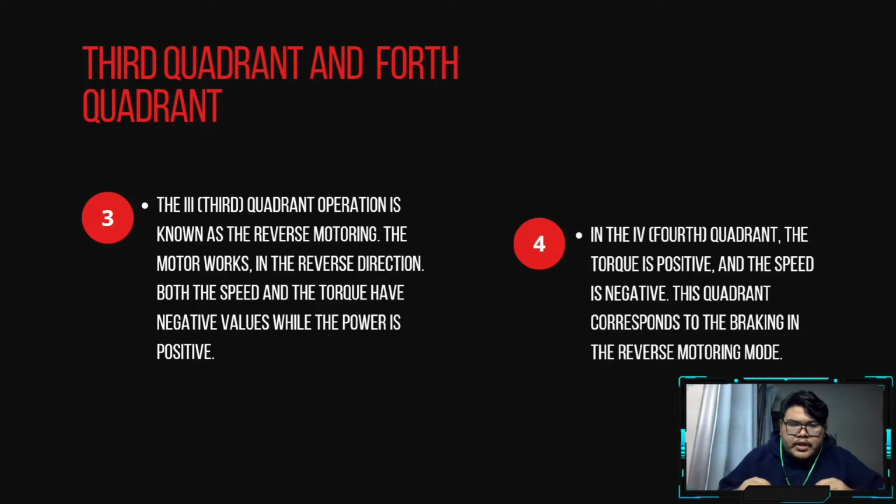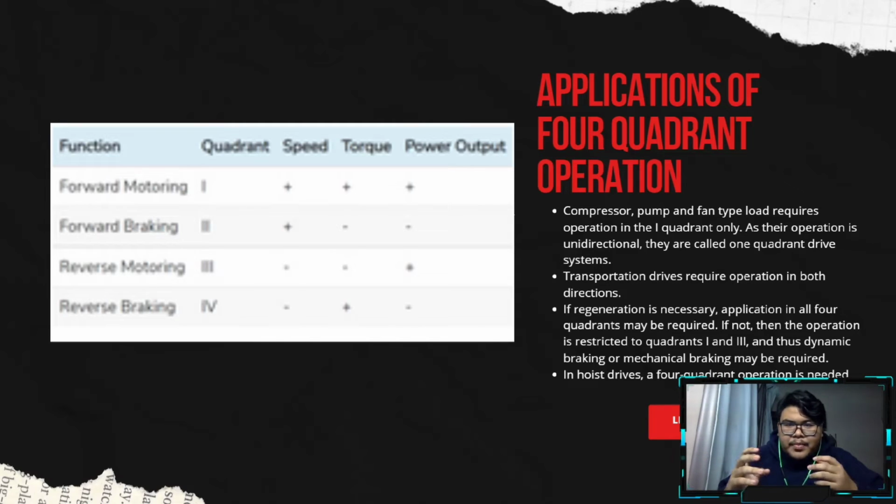The third quadrant operates in reverse motoring. Both the speed and torque have negative values while the power is positive. In the last quadrant, which is the fourth quadrant, the torque is positive and the speed is negative, and it's used in reverse braking mode. So this is an application of fourth quadrant operation. For the next parts, I will call my friends to share more about DC machines.